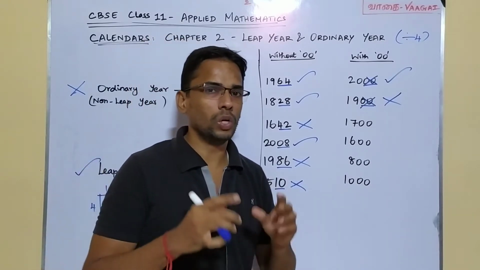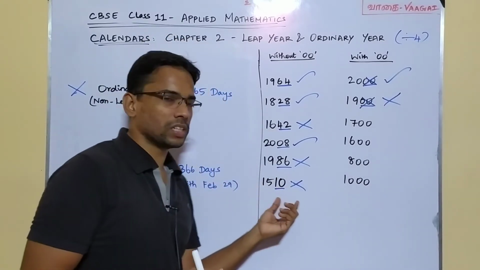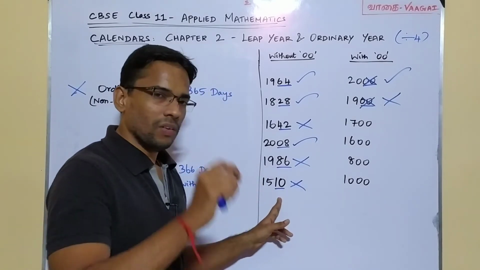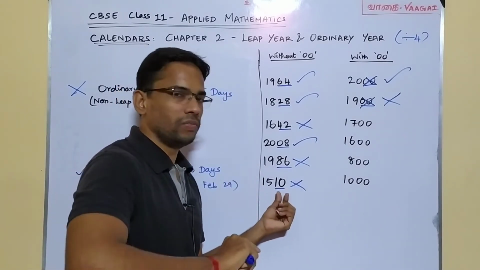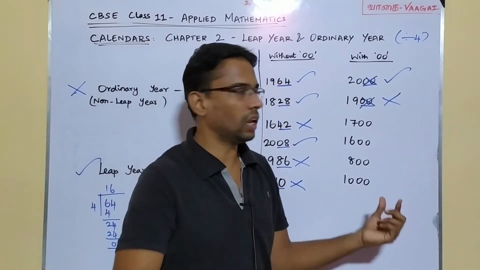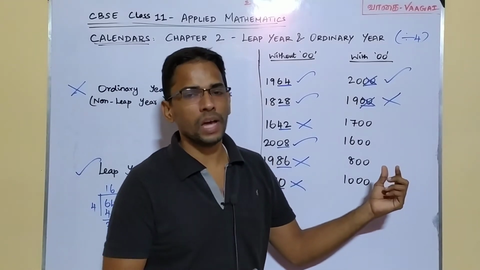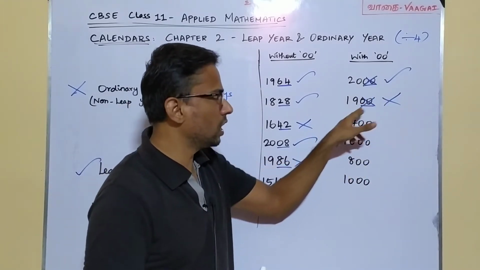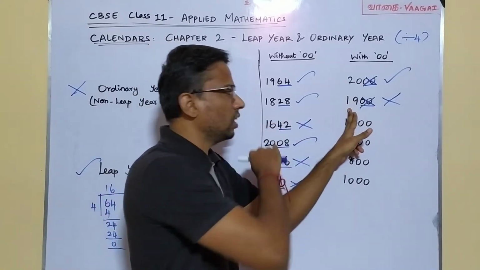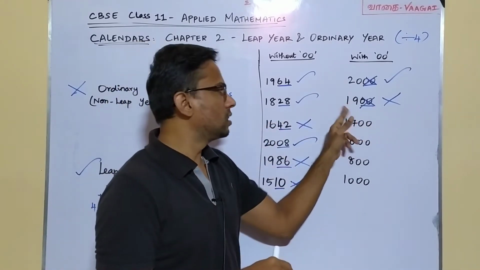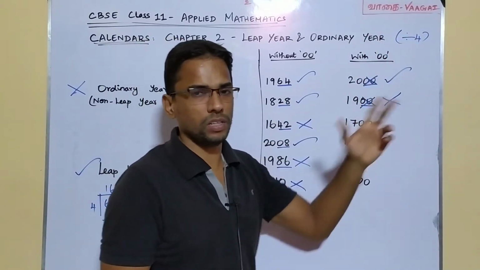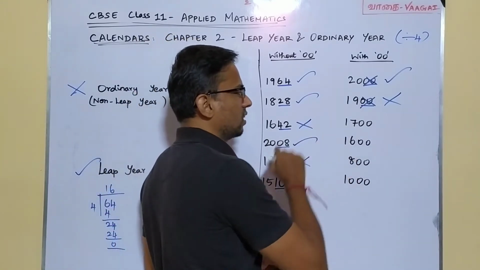So don't just check the last two places alone, because it won't always work. When your last two places are not zeros, you have to check the last two places. But what happens if the last two places are 0 and 0? Then all you need to do is cross off those two zeros and see the remaining value, 19. Check whether 19 is divisible by 4. No, it is not divisible. In that case, it is not a leap year. It is an ordinary year.